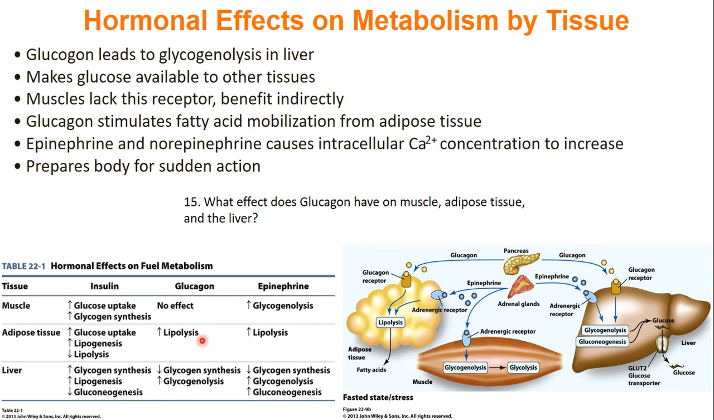Adipose tissue, if glucose is gone, glucagon says start breaking down your fat and releasing that into the bloodstream. Liver, if you receive glucagon, that means glucose is gone. Stop making the storage glycogen. Instead, increase breaking down glycogen, or glycogenolysis, so we can release that glucose into the bloodstream.